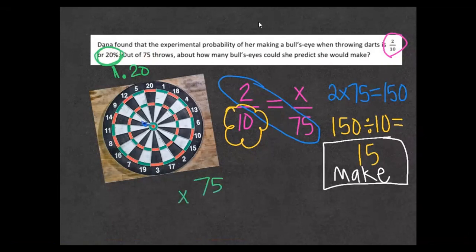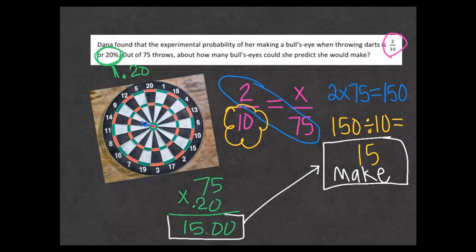75 times 0.20. When you work it out, it's going to be 15.00. And these two, they end up being the same thing. Either way you do it, you get the same answer. She would make 15 bullseyes.